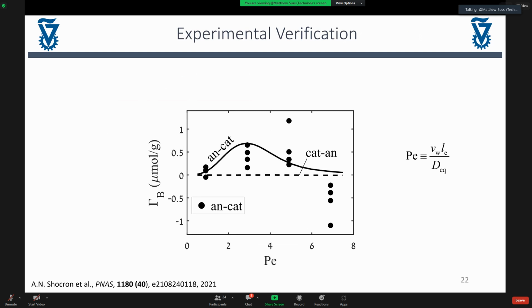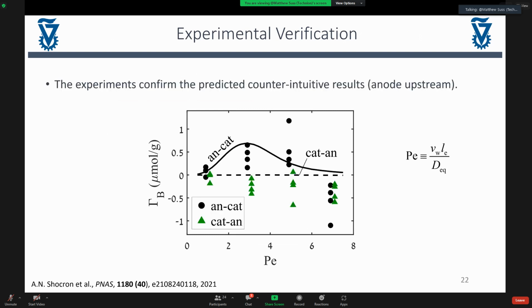So the experiments for the anode-cathode order show that we did detect boron electroabsorption, but we did not detect it for the opposite configuration. So indeed, the counterintuitive way of going about this is the one that worked and was able to let us remove boron like the model predicted. So again, the model played a very big role in helping us understand how to design the cell for this type of separation.